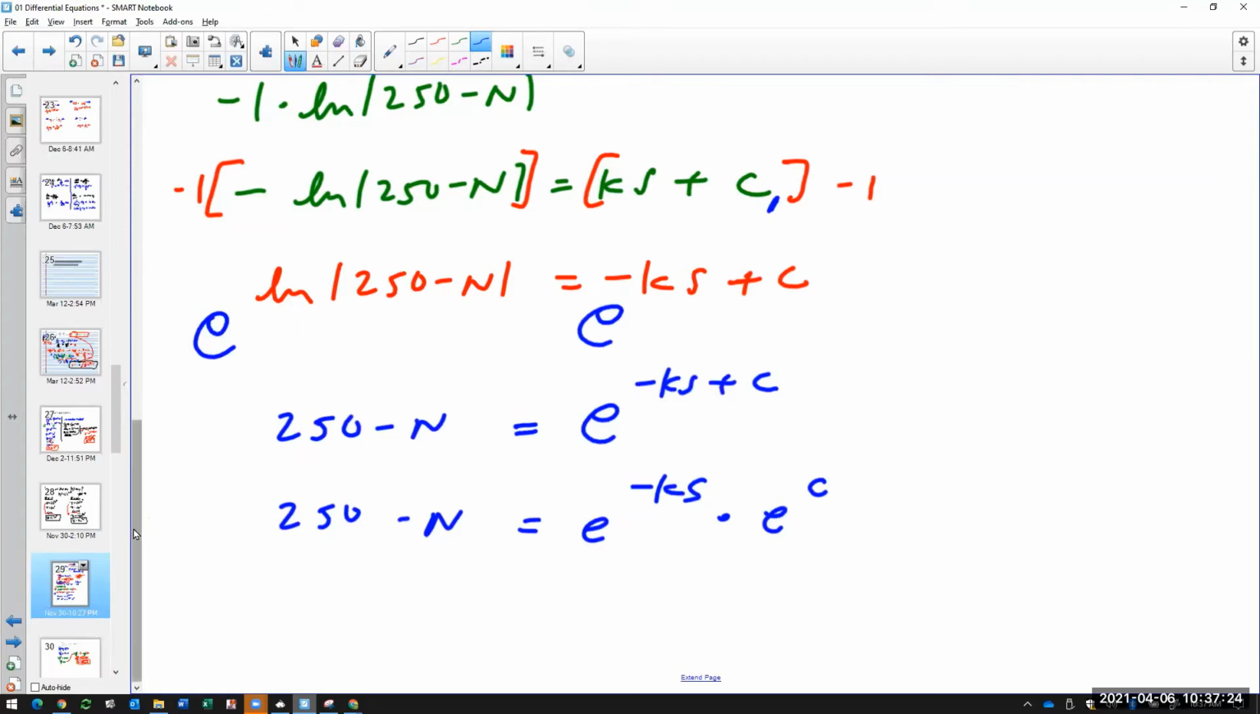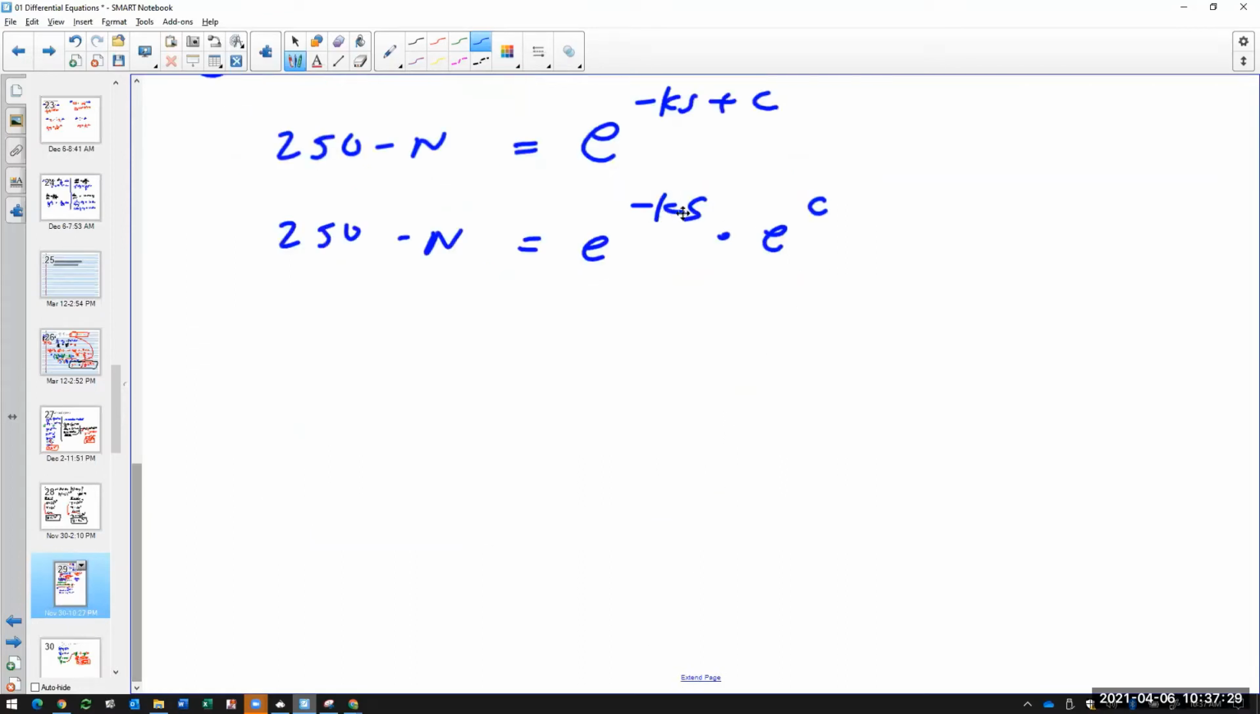Okay, isn't e to the c times e to negative ks? If you have the same bases and you multiply, don't you add exponents? Aren't those the same things? But what is e to the c? Isn't e a constant? Isn't c a constant? Isn't that just another constant? Okay, and that's why someone said you can just pull it to the front, and you can. It's really just multiplied by some other constant.